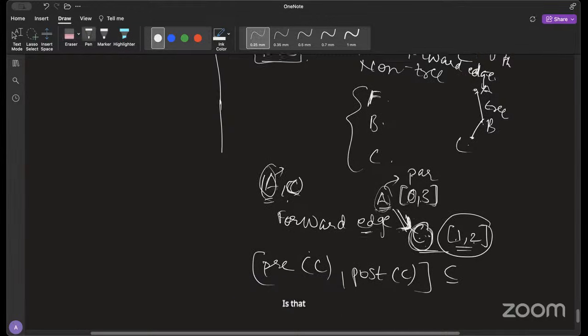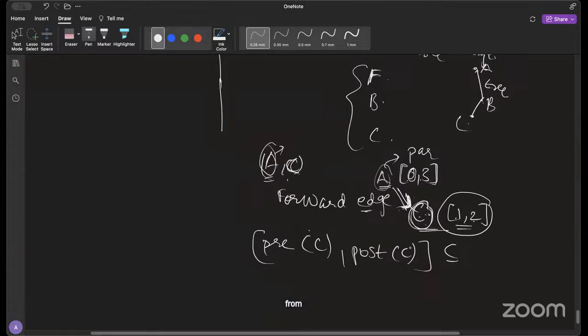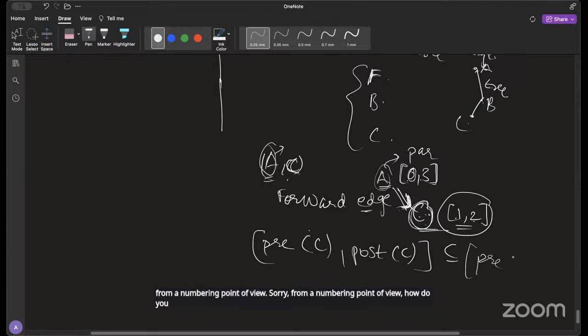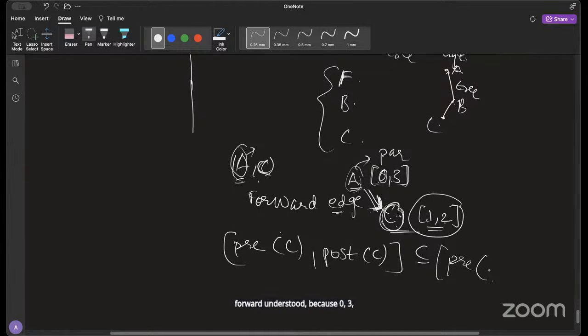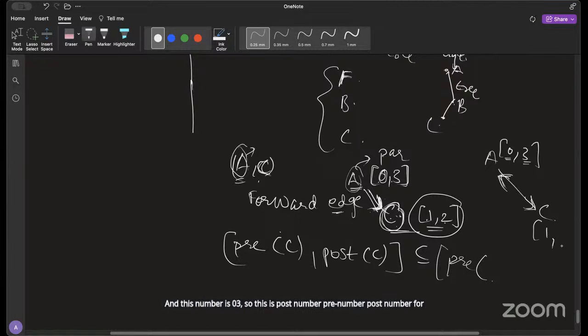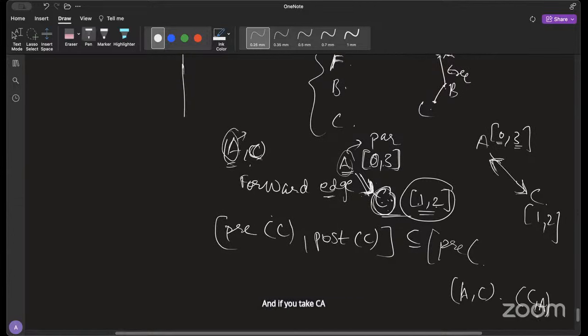Is that okay? From a numbering point of view, how do you determine backward? It was not clear. Forward understood because 0, 3 and 1, 2 are within 0, 3. Can you give an example, please? So let's say you have these edges, pointed in both ways, bidirectional. So you have this, and this number is 0, 3. This is pre number, post number for A, and this is pre number, post number for C. Then if you take AC, that's a forward edge. And if you take CA, that's a back edge.